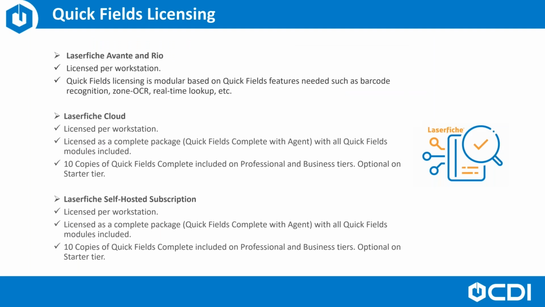All right, the way it is licensed, wanted to mention this before because this gets a little confusing for some of our customers, so I did want to clarify this. So everybody on the legacy Laserfiche platforms now, that's your Avante and Rio, it's licensed per workstation. And the licensing is very modular. And by that, I mean that each functionality that you need within Quick Fields is an add-on. So if you need to do barcode recognition, it's an add-on to the Quick Fields license. If you do need to do zonal OCR, it's also an add-on. If you do need to do that real-time lookup into other systems and databases, it's also an add-on.